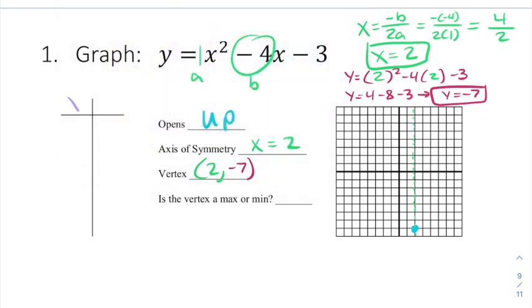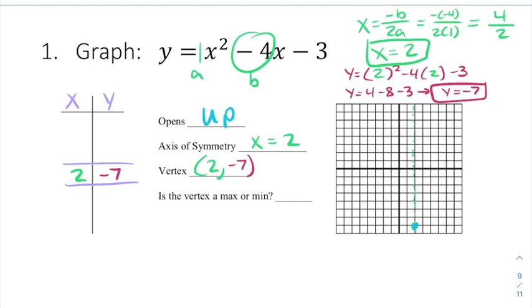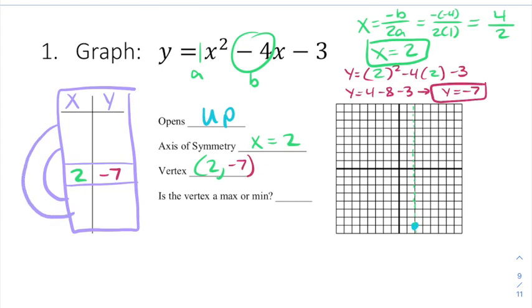And now we're going to come over to our table and start getting some ordered pairs. The middle of our table should be the vertex of 2, negative 7. It's in the middle of the graph that we're going to end up drawing, so it goes in the middle of our table. Now from here, I like to do something that I call drawing the coffee mug. So I go around my table and I draw the handle of the mug. You're going to see why in a minute that this is helpful.